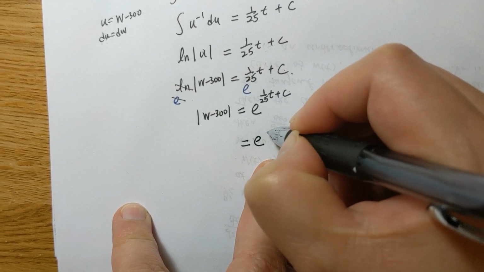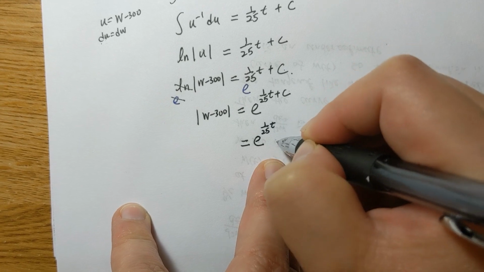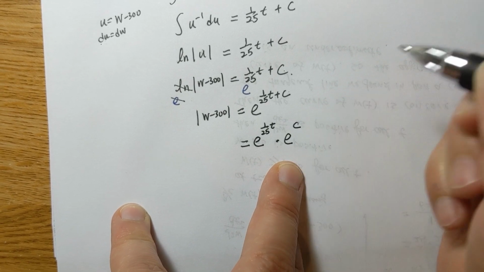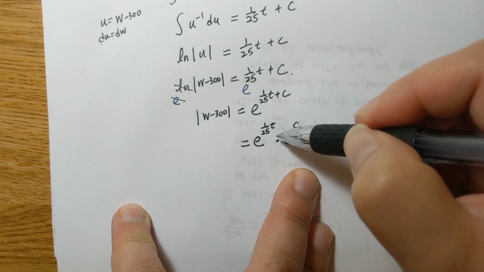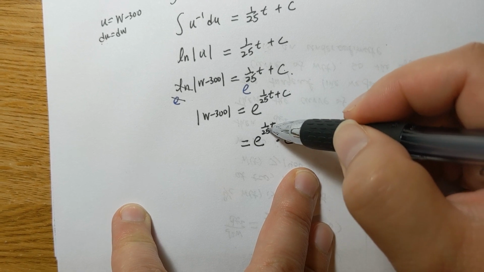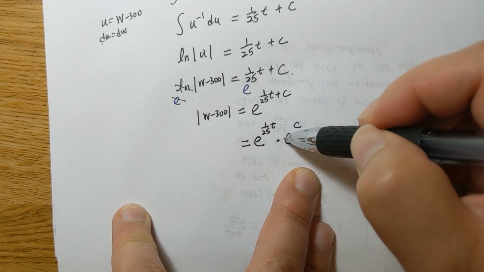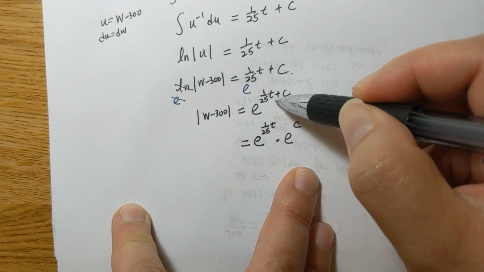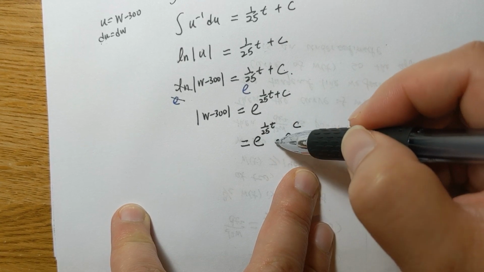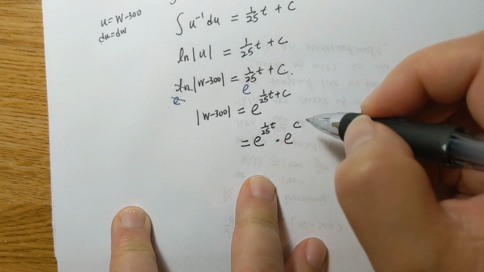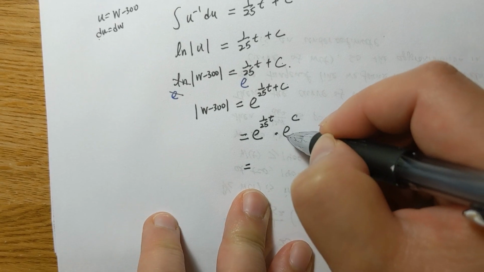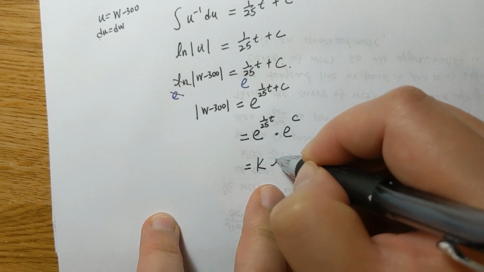So make it e to the 1/25 t times e to the C. Same base, addition: we just go backward. If you go this way, same base, add the exponent. When you go backward, you make the same base in multiplication. So now I am going to make this equal k.